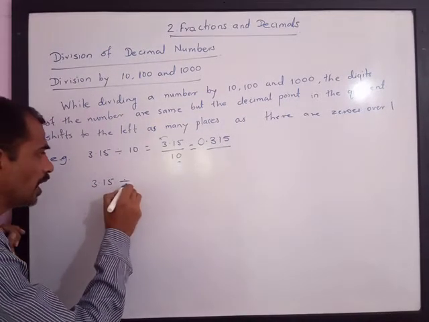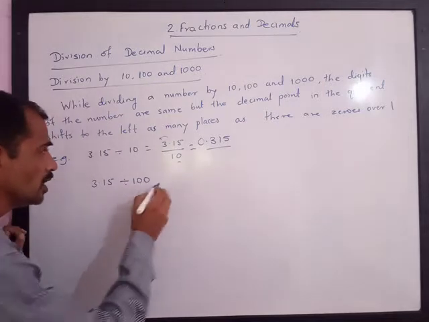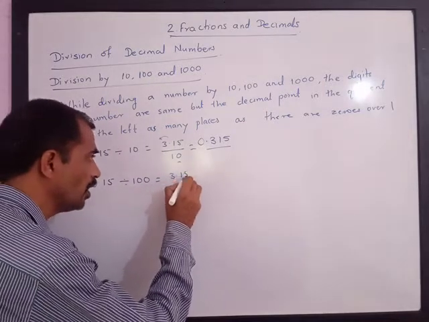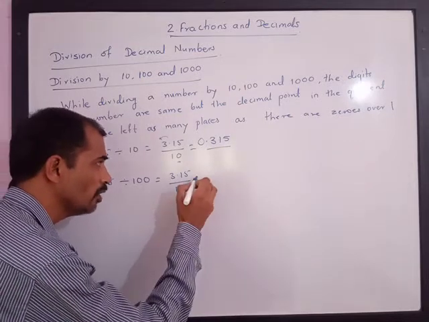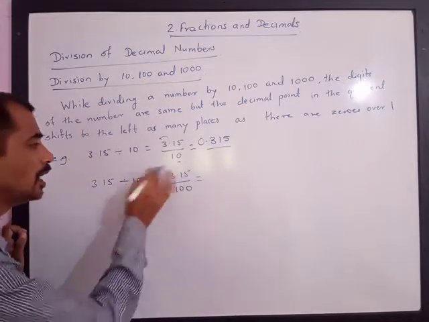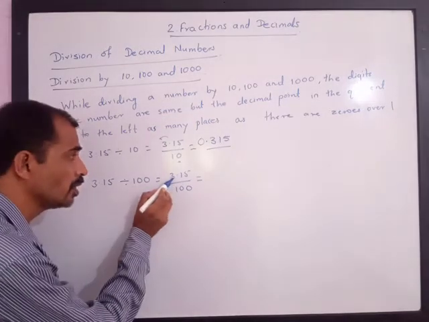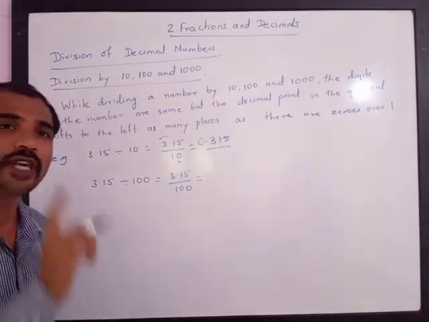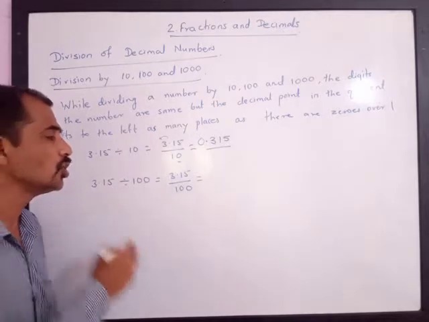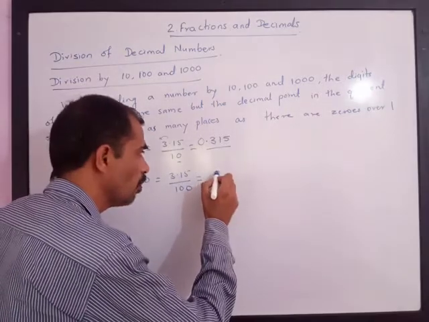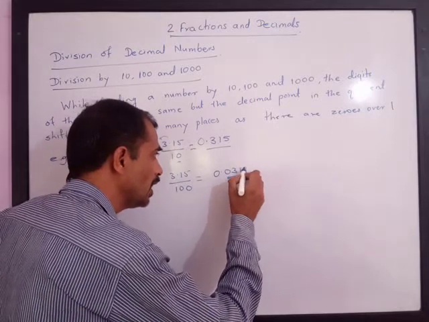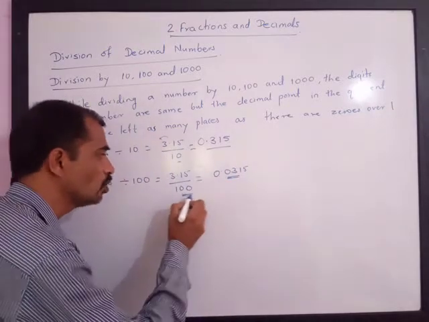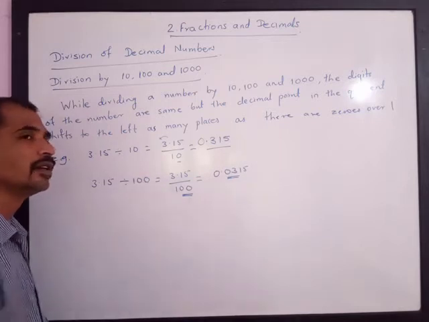Next, 3.15 divided by 100. Please note, there are two zeros, so it will shift two places to the left side. Now, here there is only one digit before the point. If there is only one digit, we have to add 0. In this case, it will be 0.0315. Please note, two places it has shifted to the left side. The reason is two zeros are there in the divisor.